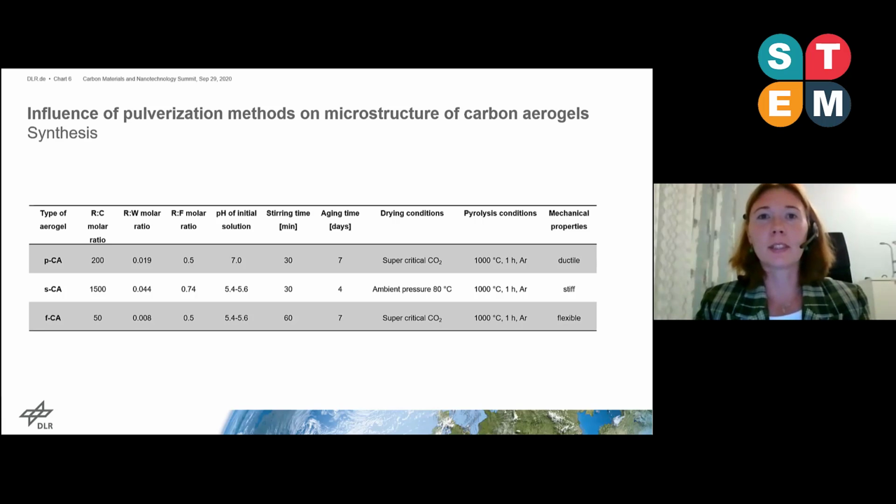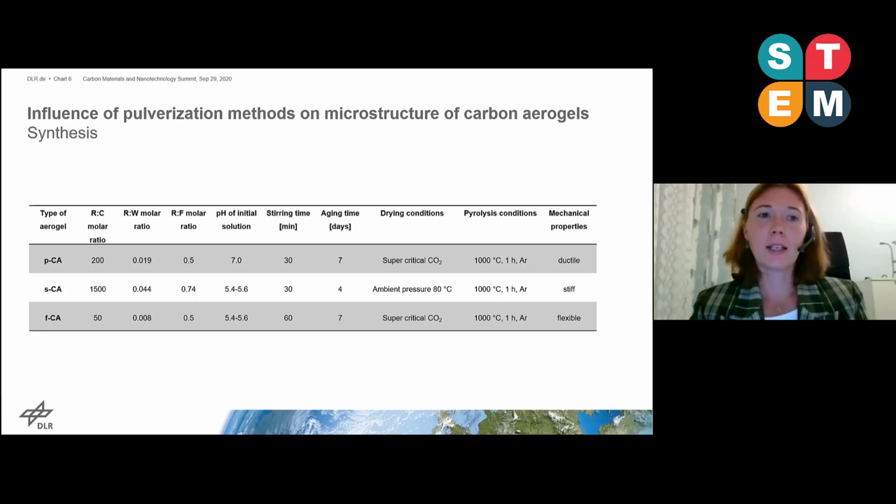So here you can see the synthesis parameters. We used different amounts of resorcinol and formaldehyde. The water amount was different, and also the pH of the initial solution, and the drying conditions were different. We dried some of the aerogels in supercritical CO2, and the SCA was dried at ambient pressure. And then we carbonized them to carbon aerogels.